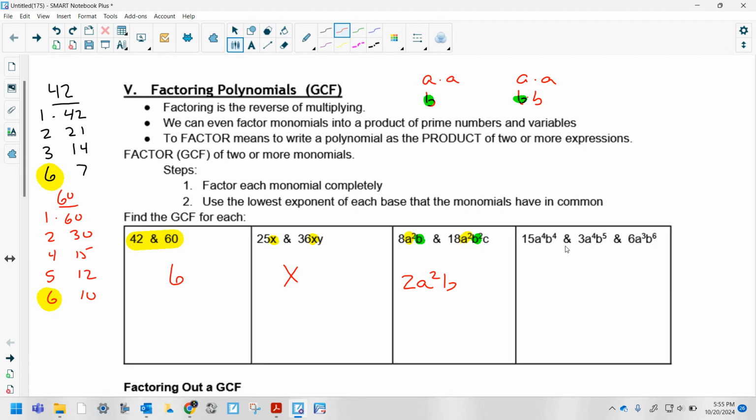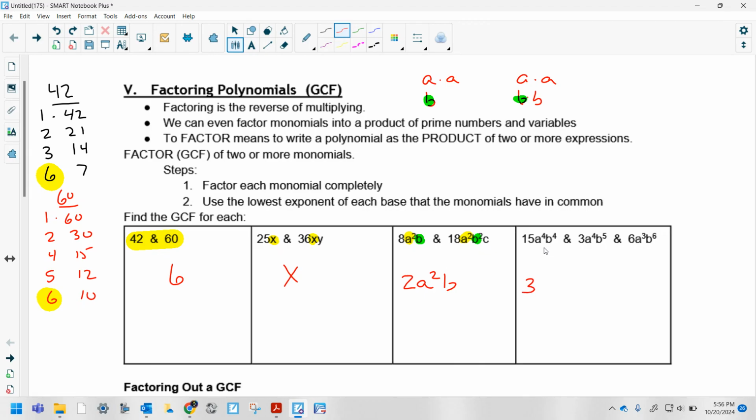Next we have 15, 3, and 6. I'm not going to go to the calculator on this one. There's a different rule with 3 numbers, which I can explain to you if you ask in class. 15, 3, and 6. The GCF is going to be 3.